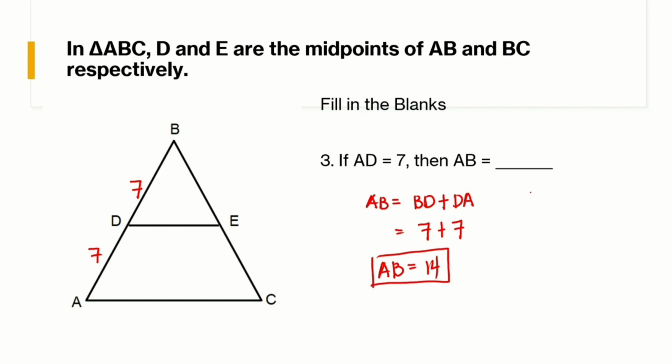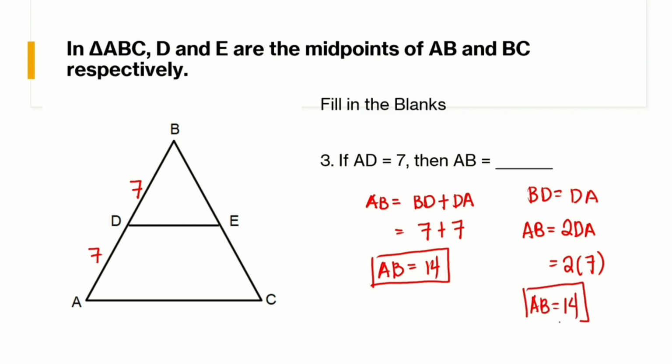Or you can have it this way. Since BD is equal to DA, then we can simply state that segment AB here is equal to twice the length of DA. Since we know that DA measures 7, that's 2 multiplied by 7. Why? Because as I've said earlier, BD is equal to DA. Then we can substitute the length of BD with DA. So that's why 2 times DA. Then AB here is equal to 14 also.